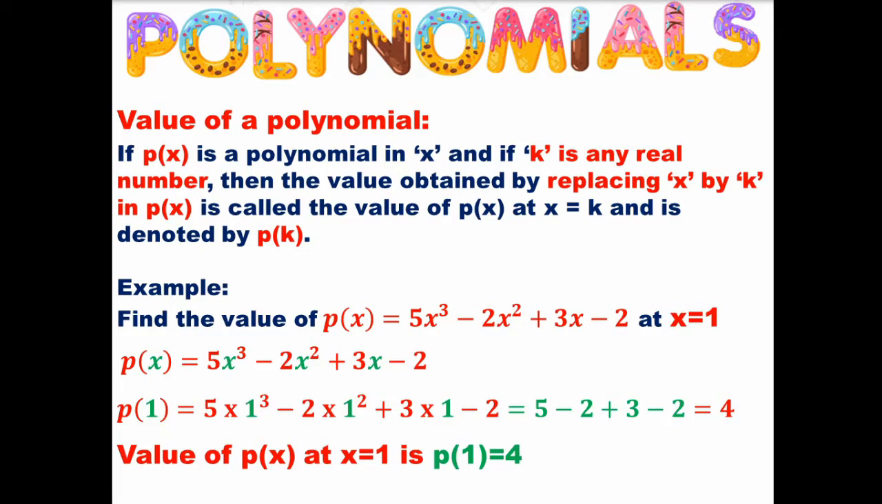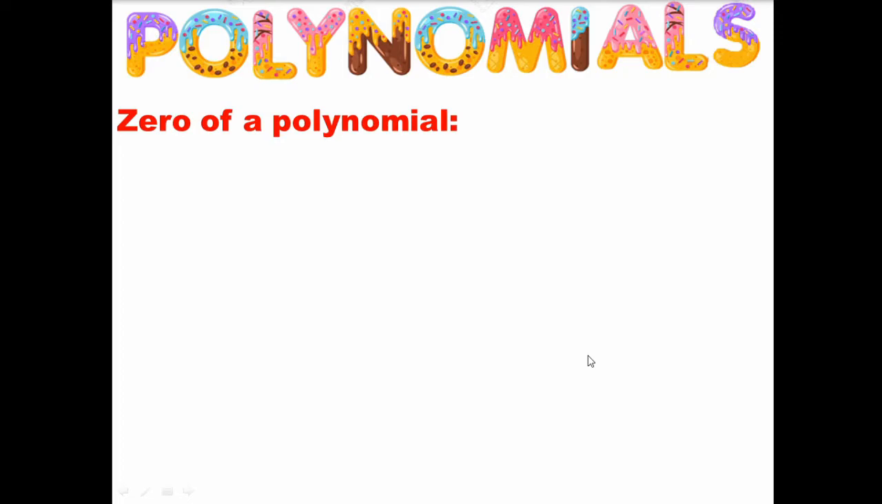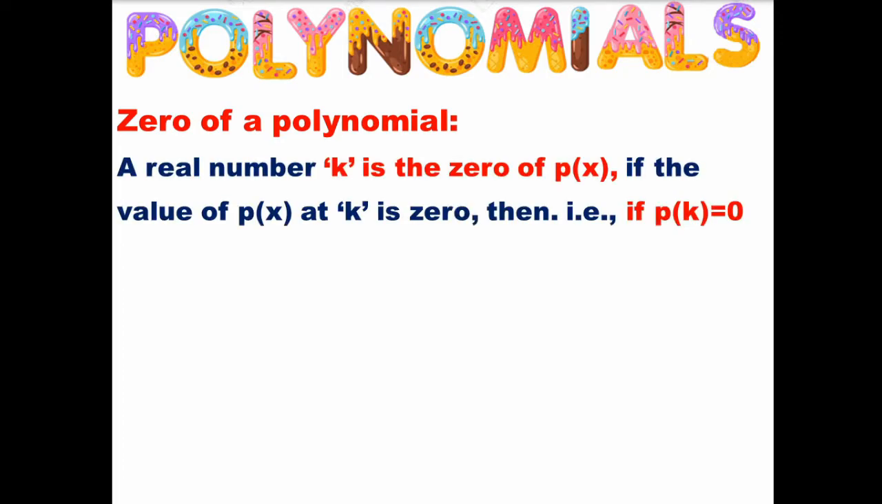So this is how we find the value of a polynomial, and using this value of polynomial we will define what is the zero of a polynomial. So coming to zero of the polynomial, it's very simple: if the value of polynomial is 0, then k is called the zero of the polynomial. So a real number k is a zero of p of x if p of k equals 0.